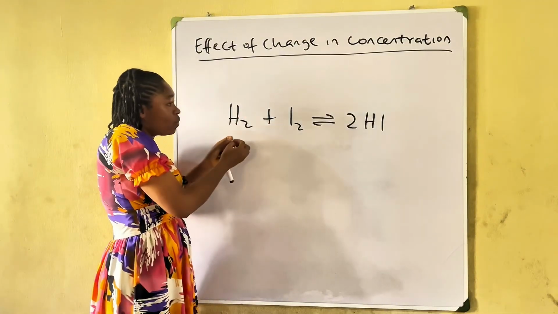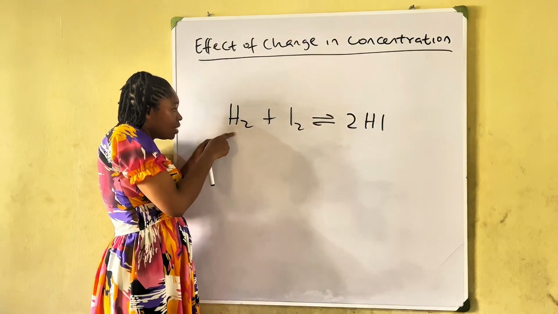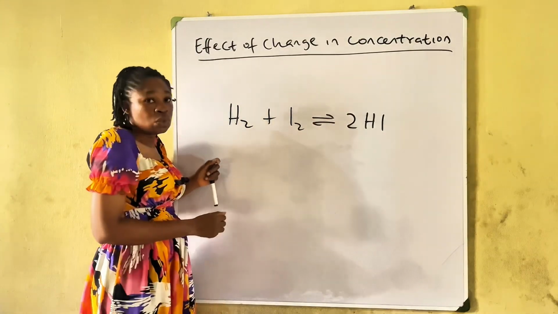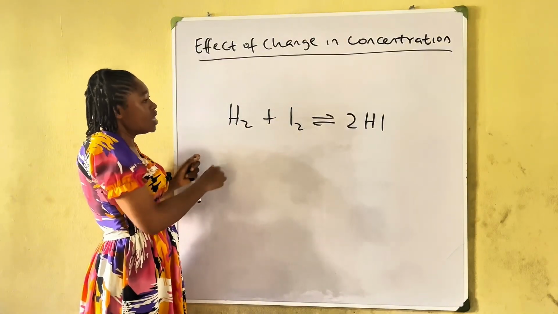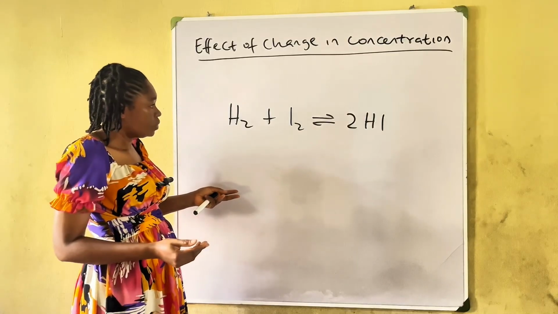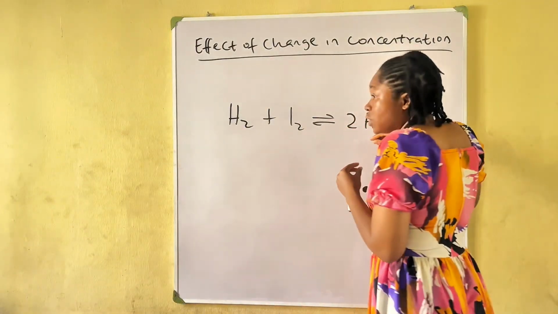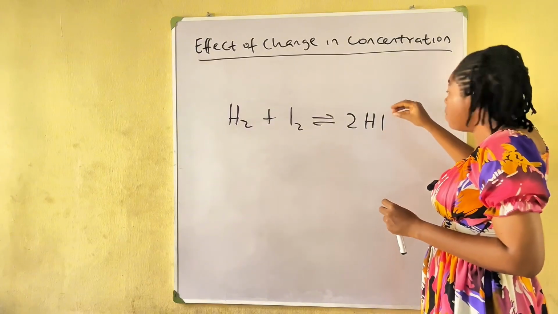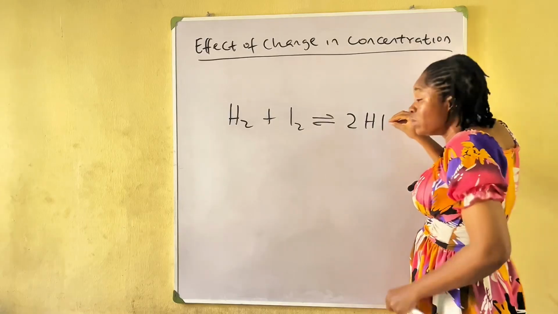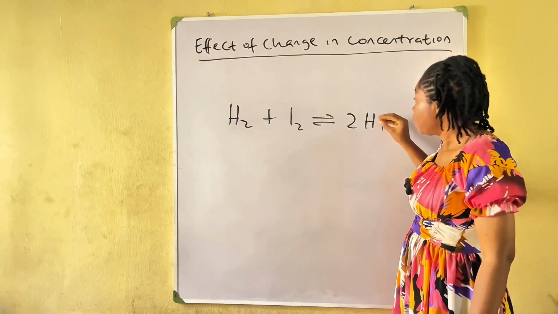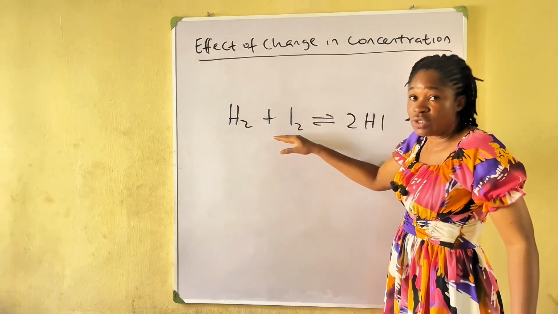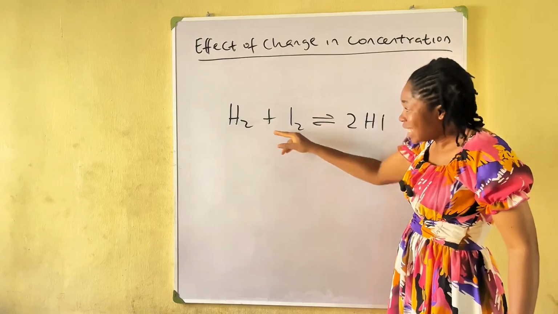The reaction is going to occur in order to consume the reactant that was added and produce more product. So if you increase the concentration of the reactant, the equilibrium position is going to shift to the right to favor product formation. If you increase the concentration of the product by adding more hydrogen iodide in this reaction, the reaction is going to occur in order to consume what I've added and shift to the left to favor reactant formation.